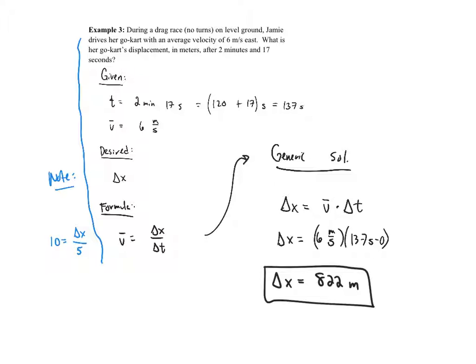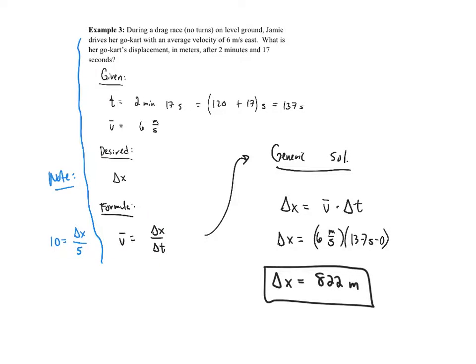And my answer is definitely positive because my velocity was positive. So I don't know if I started at 0 and ended at 822, or started at 100 and ended at 922, or started at 200 and ended at 1022. Does everybody follow what I'm getting at by saying this multiple times? This is only my net displacement. It is not my starting and ending point.